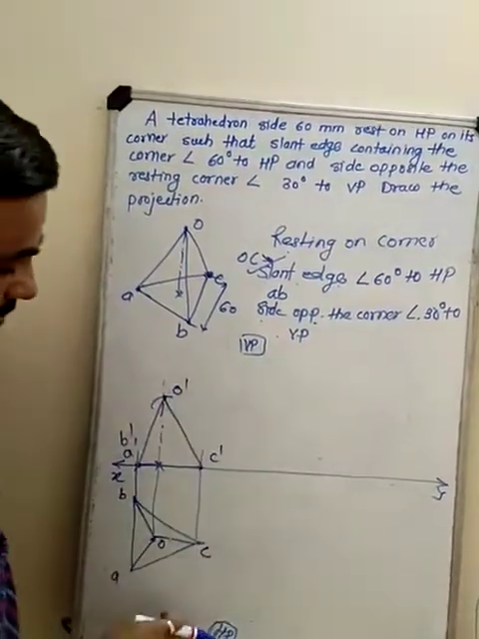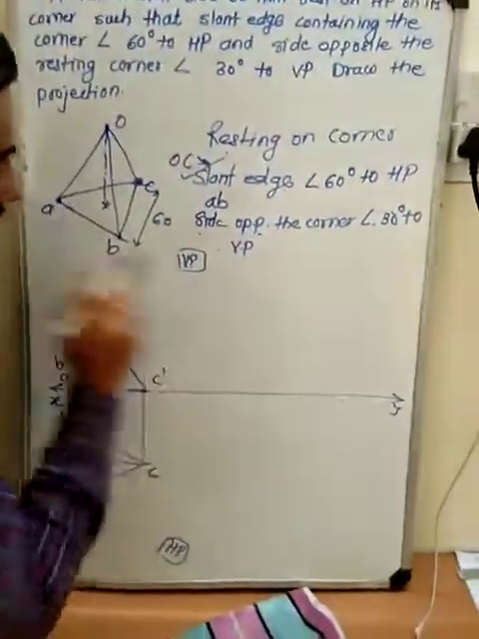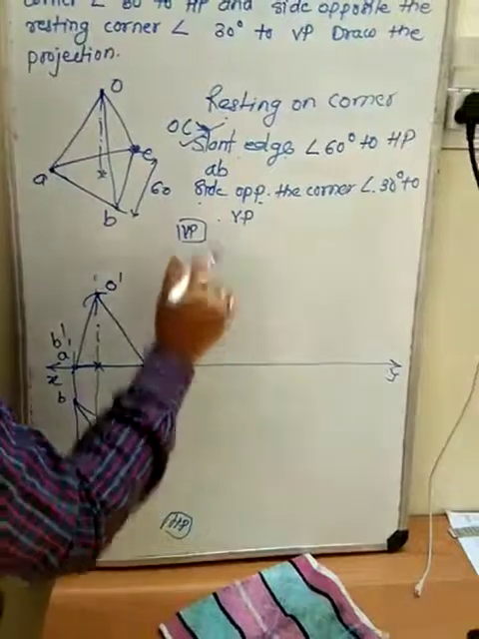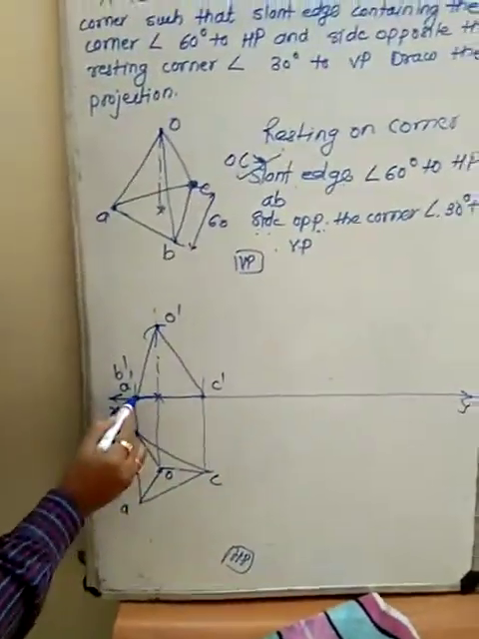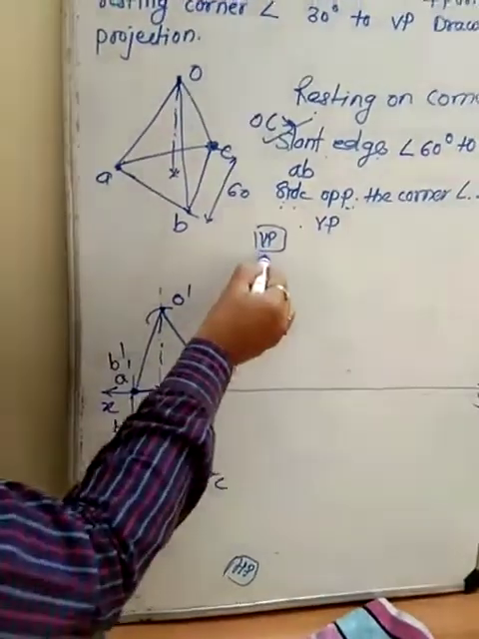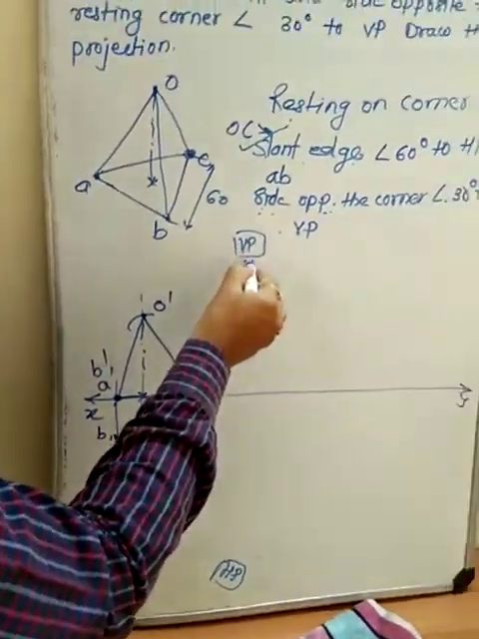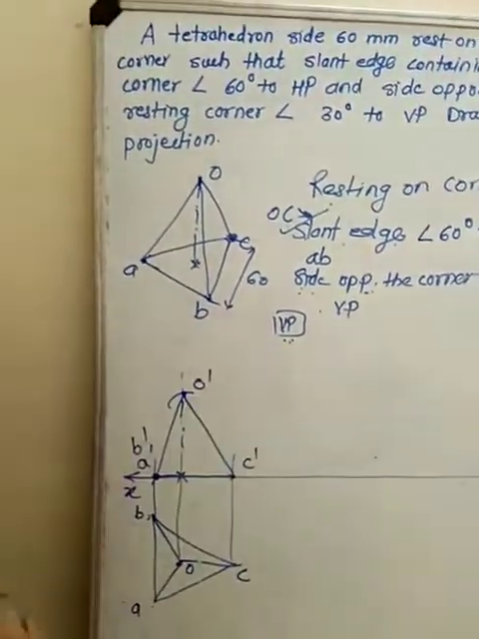That means the inclination of HP comes on VP, so you will have to make the inclination on this side, or the side opposite to resting corner. Side opposite to resting corner means AB. So you have to make the inclination of AB with VP. That means you have to make the inclination of AB 30 degrees with the VP.